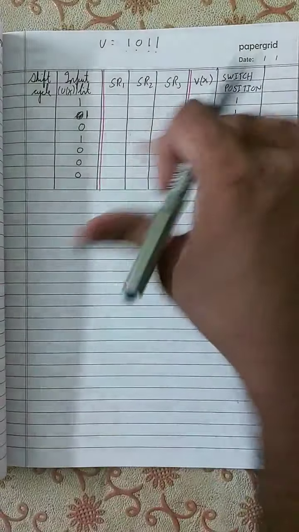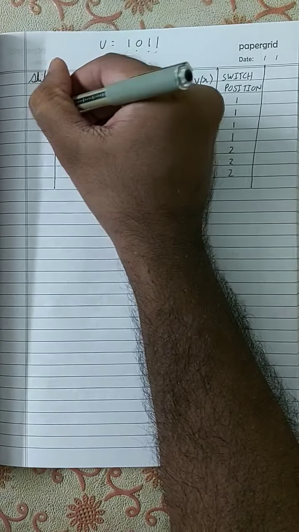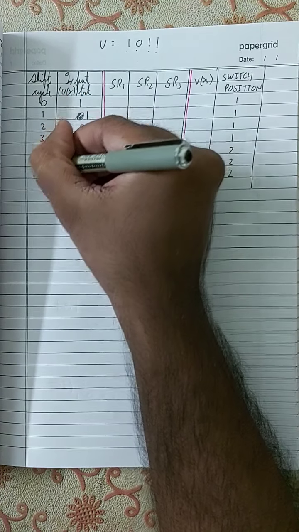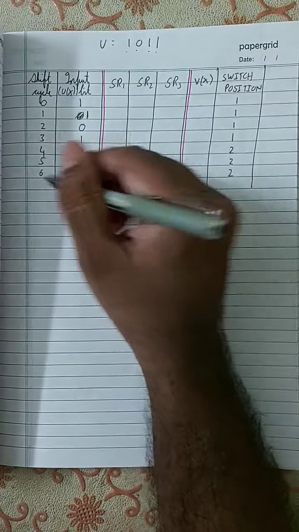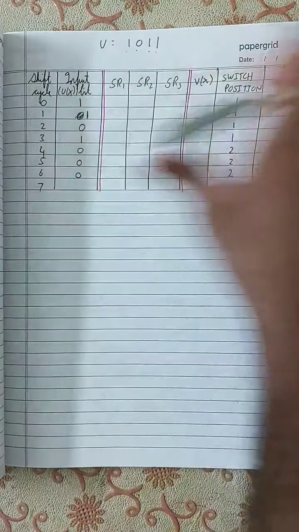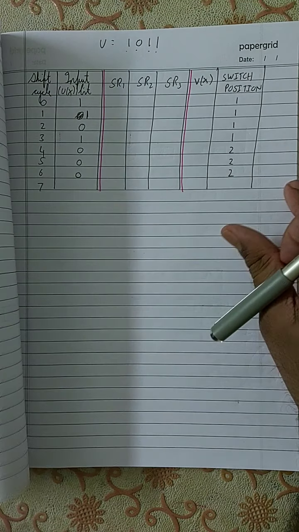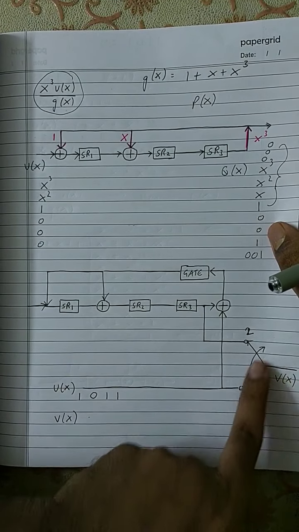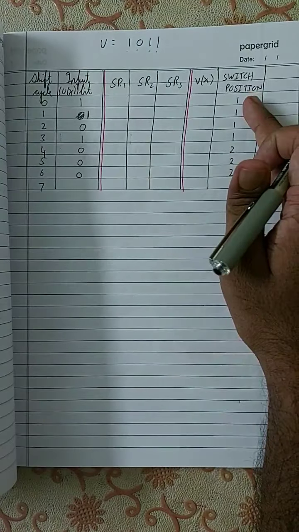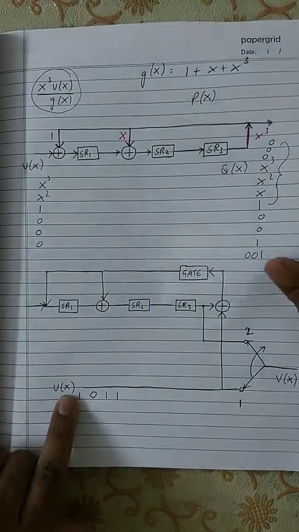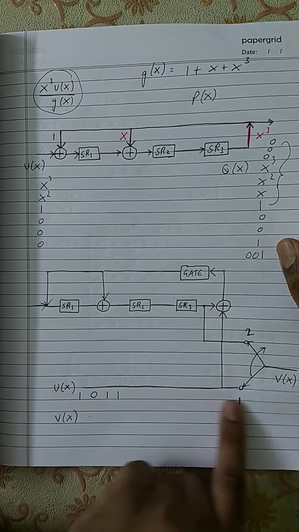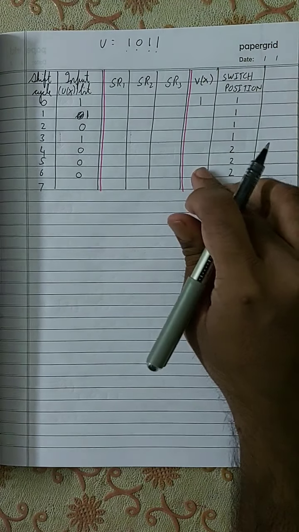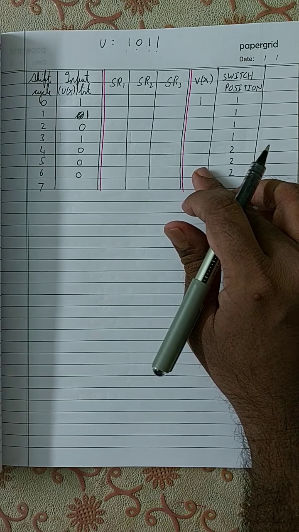So let's start explaining the circuit. This is the first shift cycle, second shift cycle, third, fourth, fifth, sixth, seventh, and it goes on. This is the last one. Let's see how this is being done. First, the switch is in position 1 and your first input bit is 1. So if 1 is being transmitted, the output will be 1 itself.